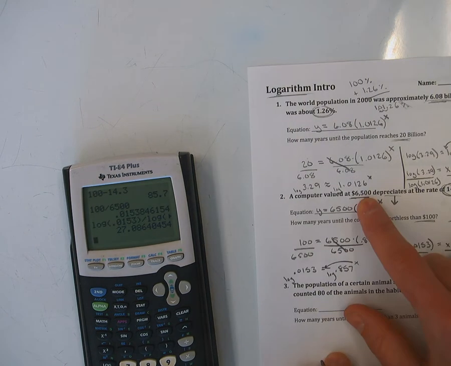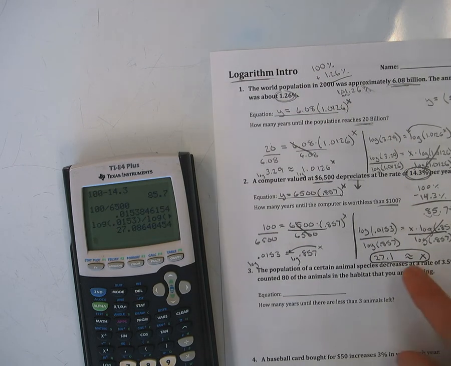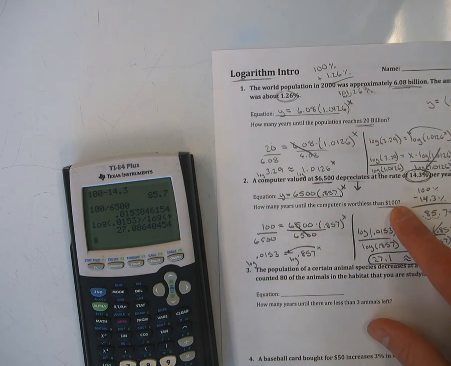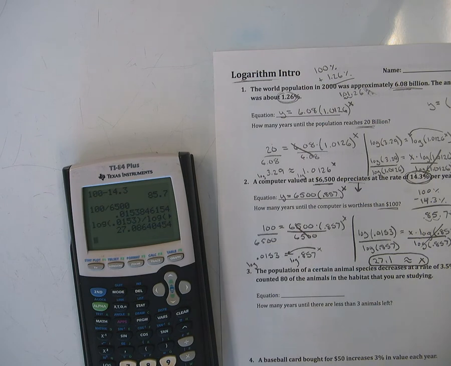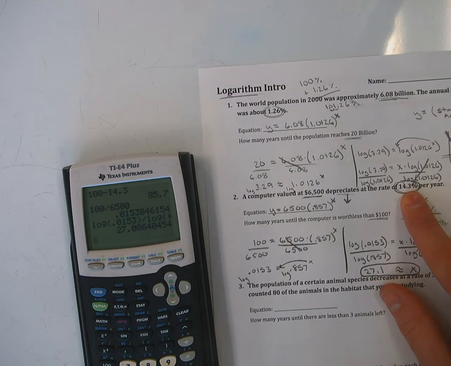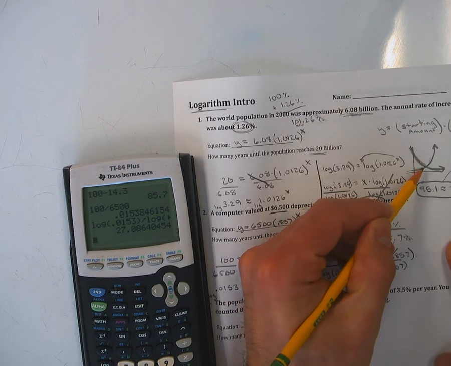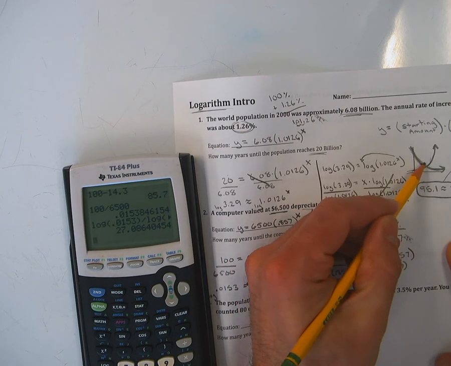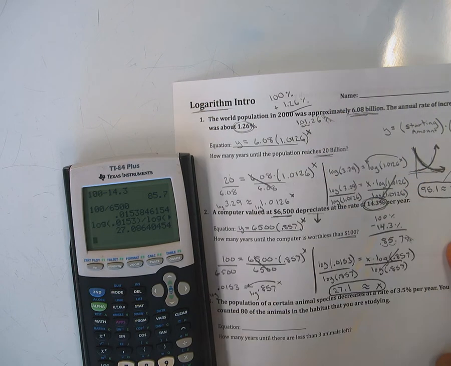So if I start with a computer at $6,500, that's a pretty expensive computer. It's going to take a long time before it only has a worth of $100, right? It takes quite a while before it gets all the way down to 27. Even though it's losing a pretty big chunk of its percentage, again, it's going to drop down to maybe like $500 pretty quick. But then you can see how it kind of levels off. To get from like maybe 500 to 100 takes quite a bit longer.